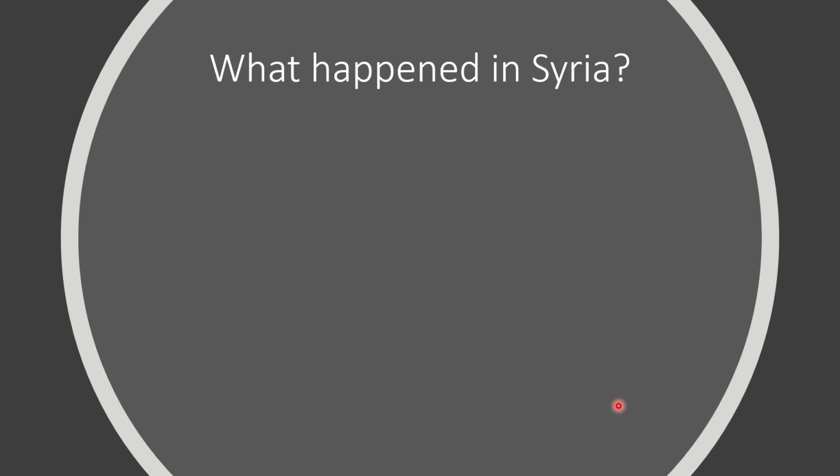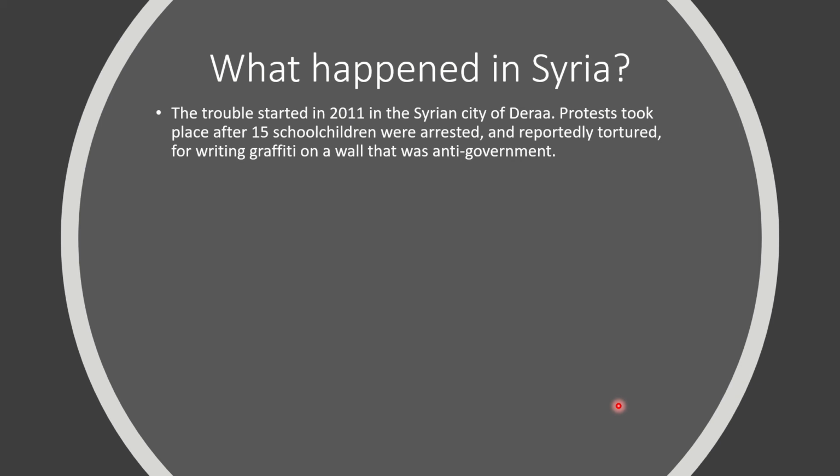Now, here's where your notes really need to begin, okay? You do need to have an understanding and a detailed understanding of your case study. So here's a brief rundown of what happened in Syria, how we got to the point where people felt that they had to migrate. This is a simplified breakdown, I should stress that. In 2011, protests took place after some school children were arrested and reportedly they had their human rights abused, and this was all because they'd written anti-government slogans on a wall.